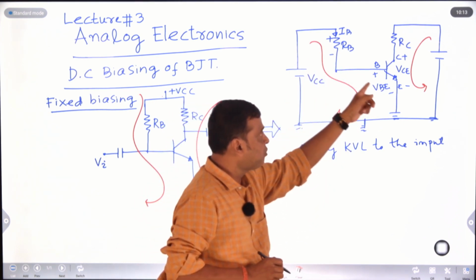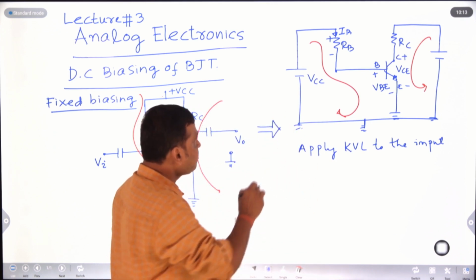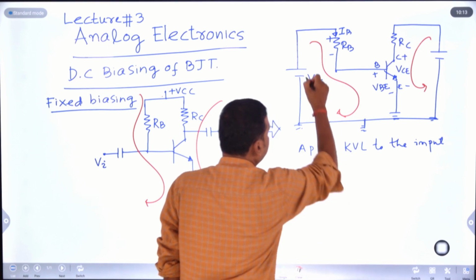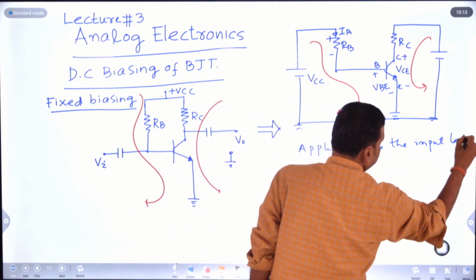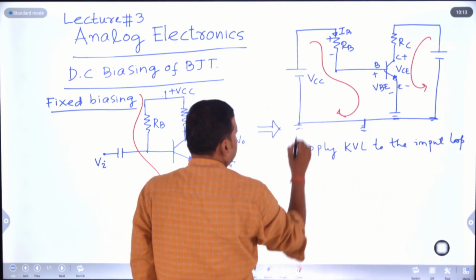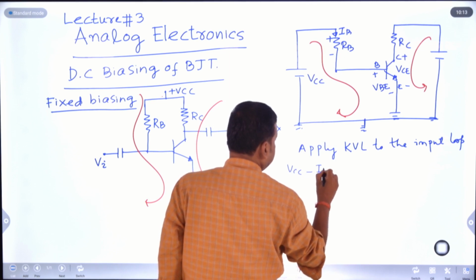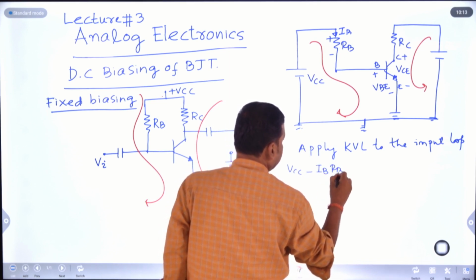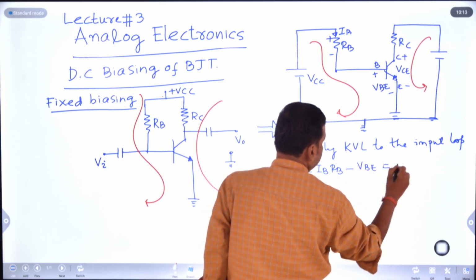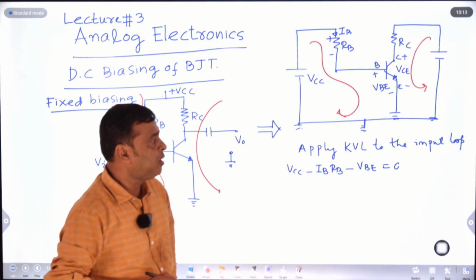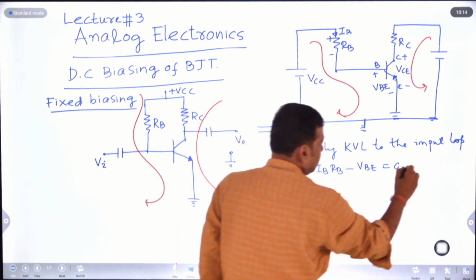If I apply Kirchhoff's voltage law to the input loop, what is my input equation? Starting from minus to plus, plus VCC. Again plus to minus, minus the current into resistance, IB into RB. Then plus to minus, minus VB equal to 0. If I apply KVL to the input, I will get the input current, which is your base current. This is your equation 1.